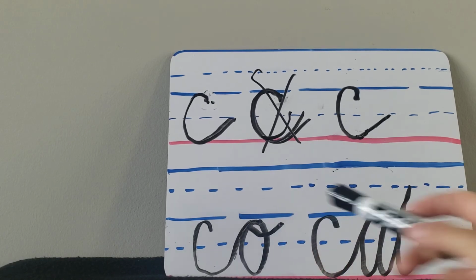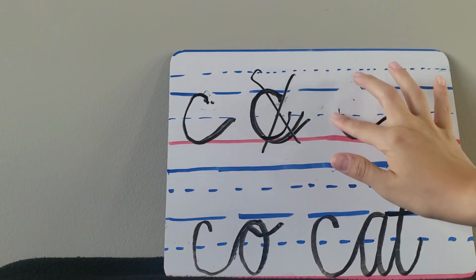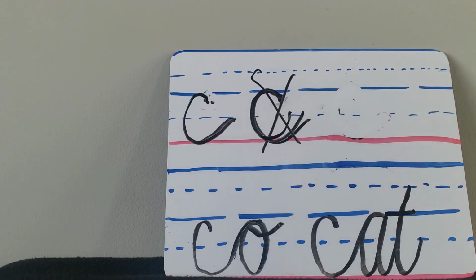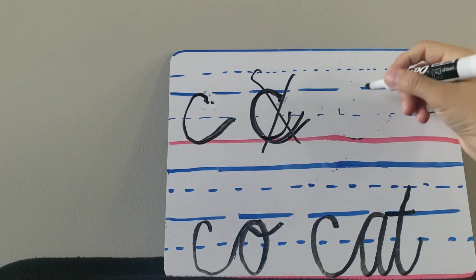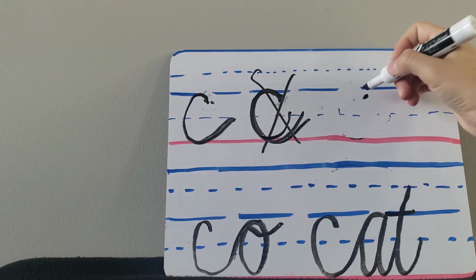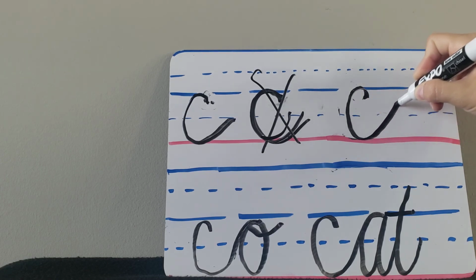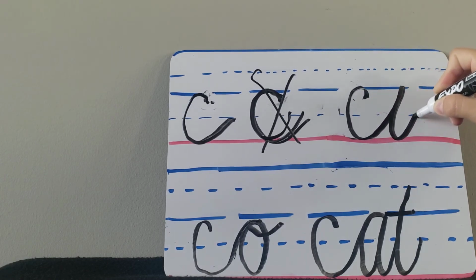Same with O. If I wanted to write C-I, let me just erase this. C-I, again, I'd have to start right under the middle line, because that's where C starts. Go up to the middle line, down. And I write it just like that, okay?